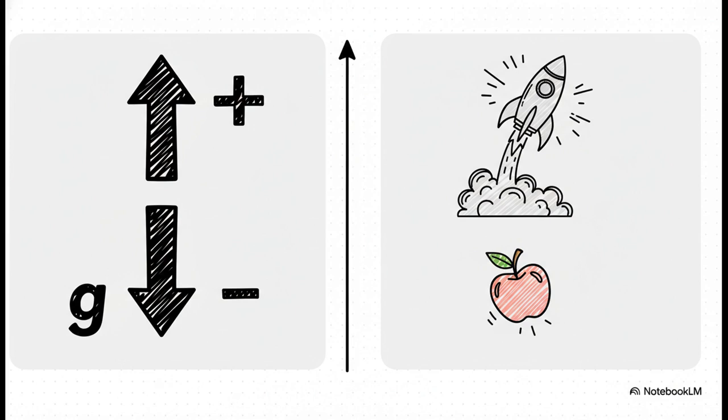Now, just take a moment and think. Which way does gravity always pull things? That's right, always downwards. So what does that mean for g? It means the acceleration g will always be a negative value in our calculations. This one idea is the real key to solving these problems correctly.